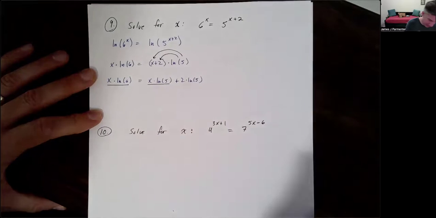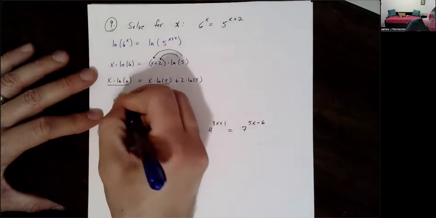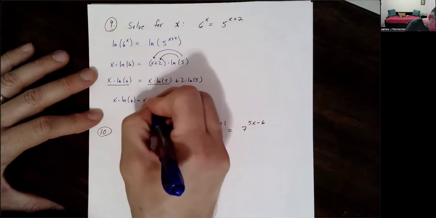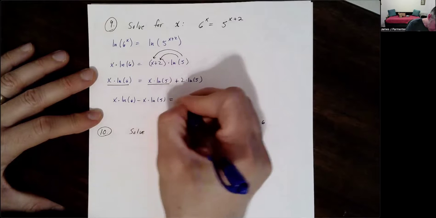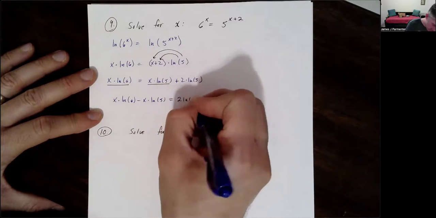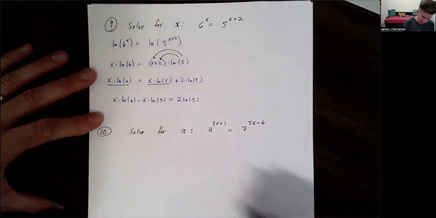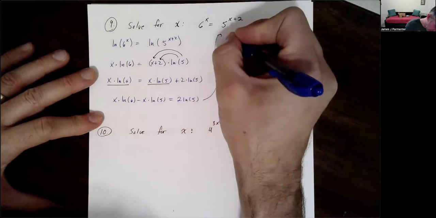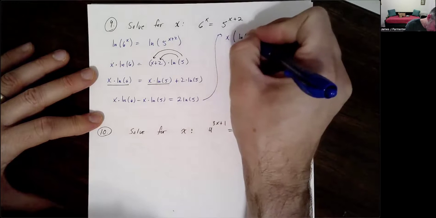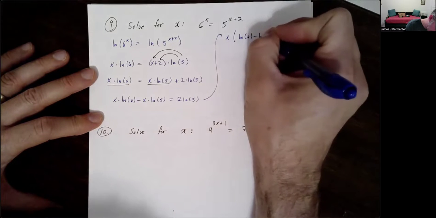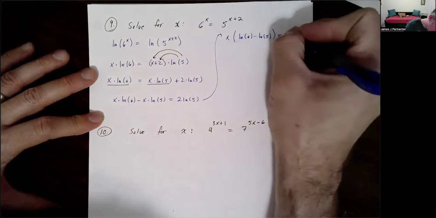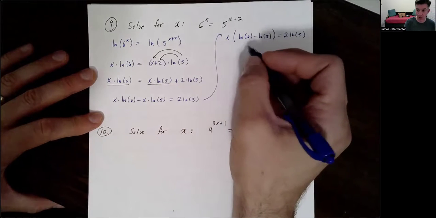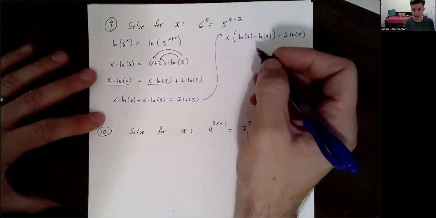So I'm going to write the left-hand side as x times natural log of 6 minus x times natural log of 5 equal to 2 natural log of 5. Then I'm going to factor out an x from the left-hand side. So I'm going to get x times natural log of 6 minus natural log of 5 equal to 2 natural log of 5. And although you could combine this as natural log of parentheses 6 divided by 5, we typically don't.